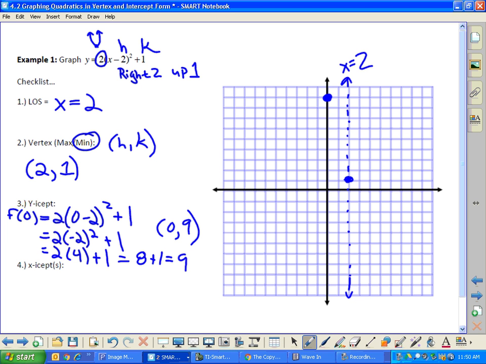So check it out. I can do that with my y-intercept too. Do you see how my y-intercept is 2 units away from my axis of symmetry? If I want to get another point for this parabola, I could just flip that 2 units to the right of the axis of symmetry.